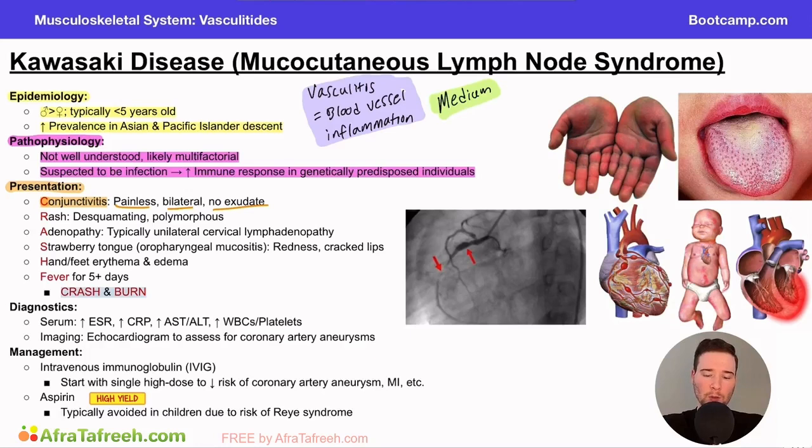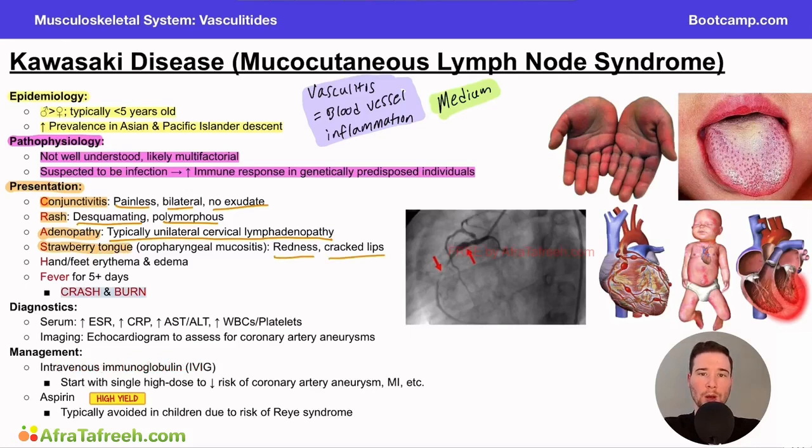The R stands for rash, and this is often a desquamating or polymorphous rash, which means it can have many different forms, but it often presents as small, tiny bumps that can be raised from the skin. When we think about the A, this stands for adenopathy. This is typically going to be unilateral cervical lymphadenopathy. So if you're feeling a patient's neck and you're feeling for the lymph nodes, typically one side is going to be inflamed and the other side would not be. The S in crash stands for strawberry tongue. This is sometimes also called oropharyngeal mucositis, and it'll present as redness and cracked lips.